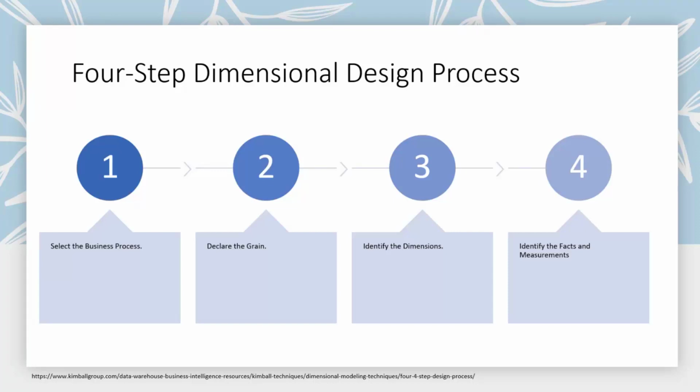That might be too fine a grain for your use case. You might want to simplify that a little bit for whatever your use case is. So make sure you declare explicitly the grain at which you're going to capture your business process. Once you've done that, identify the dimensions. So figure out, how do I describe this business process? And then lastly, identify the facts and the measurements that you need for doing analysis on that business process.